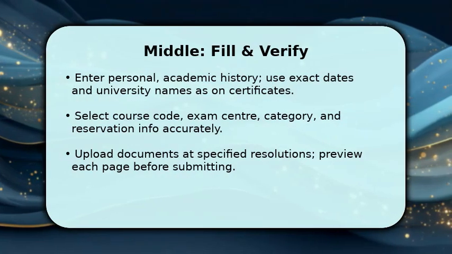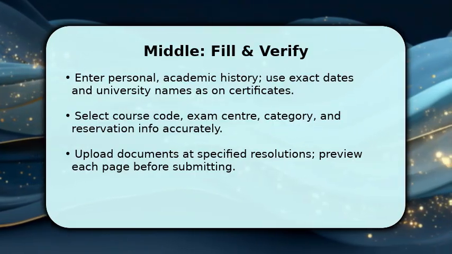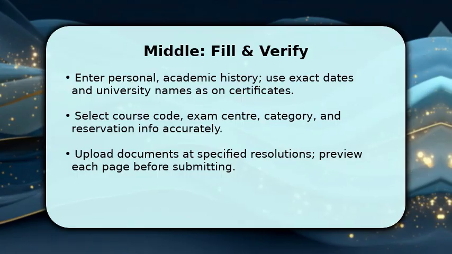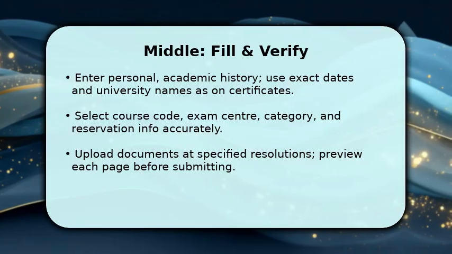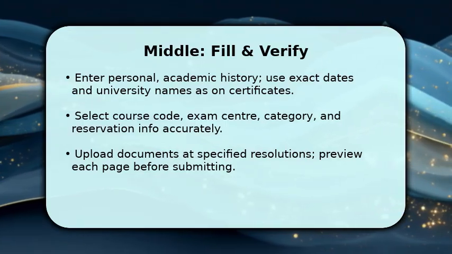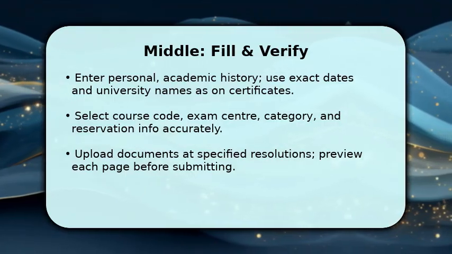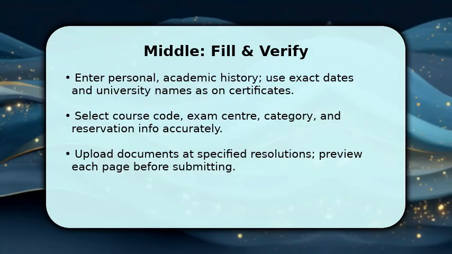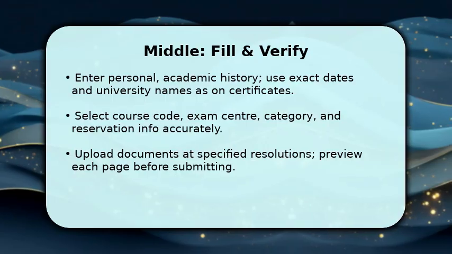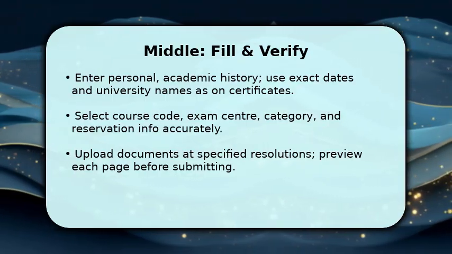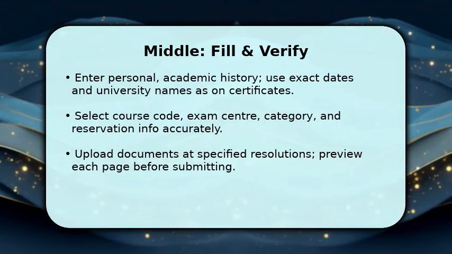Now you fill the form meticulously. Enter names, parents' names, and academic records exactly as certificates read, because later verification is strict. When choosing course codes and exam centers, pick the nearest available and double-check codes. This avoids transfer requests. Upload each document in the required resolution and format, then use the preview to confirm clarity and orientation. Pause between sections to review. Small typos or wrong dates are common and can force correction.